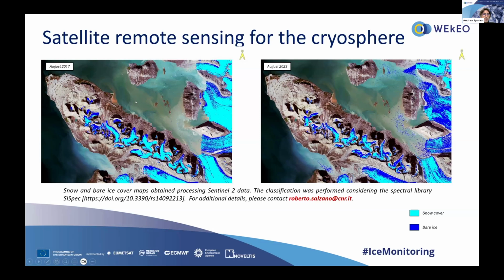So just to give an idea, on the left panel we have a satellite picture from 2017, where the light blue color is the snow cover, while the blue is the bare ice. In August 2023 we have much less snow cover, indicated by the light blue, and much more bare ice exposed. So the satellite suggests that compared to 2017, in 2023 there is much less snow preserved after the summer.